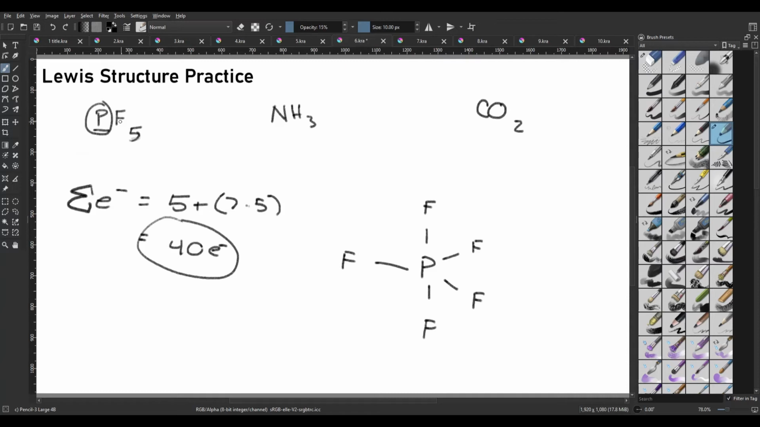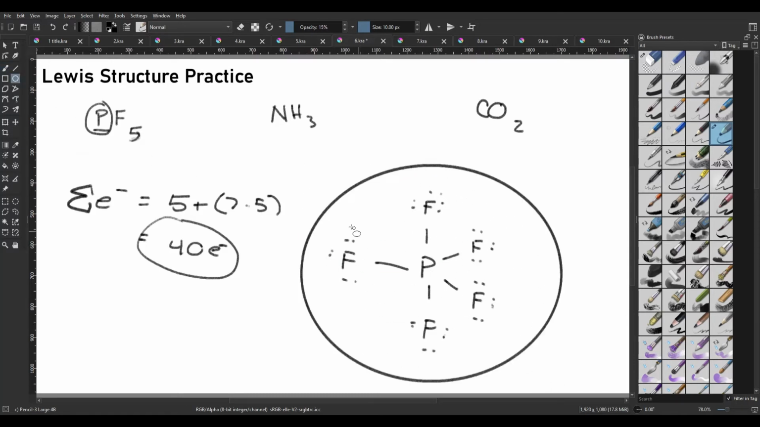Just like the last example, we have to fill in fluorine's outer shell for it to be happy. So we have 10 so far. Let's fill the rest of these. So 10, 12, 14, 16, 18, 20, 22, 24, 26, 28, 30, 32, 34, 36, 38, and 40. And this, let me fill in the dots to make them not so faint, is our completed and correct Lewis structure for phosphorus pentafluoride. Now, what's another thing funny we notice about this?